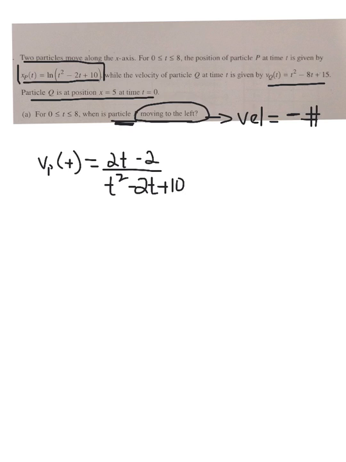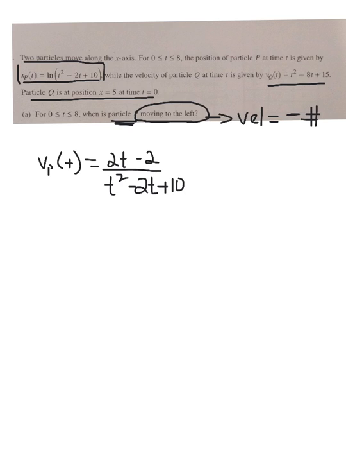Okay, now it says it wants to know when the particle is moving to the left. So we're trying to find out where the velocity is negative. So I'd like to do a sign chart. And remember, when I'm going to do a sign chart, I need to find out where the velocity is equal to 0 or where it's undefined.